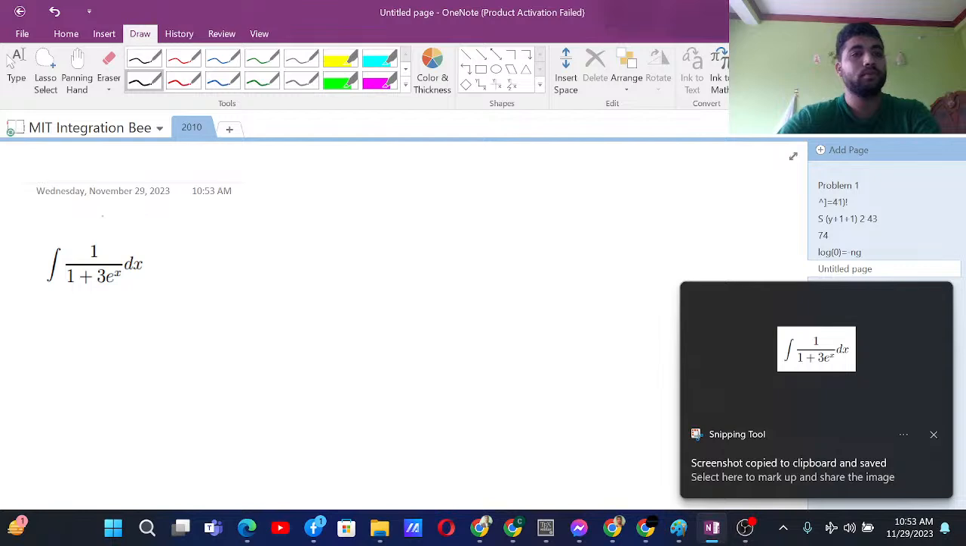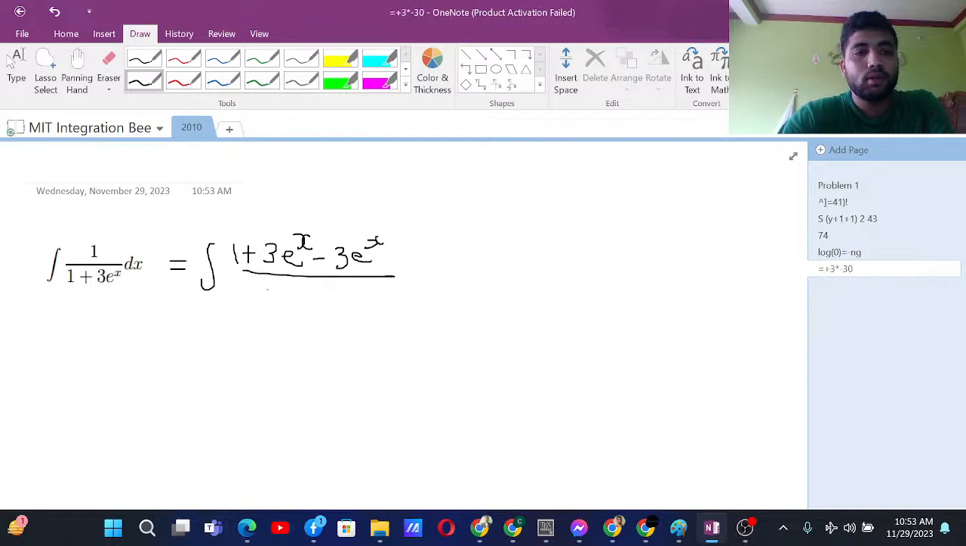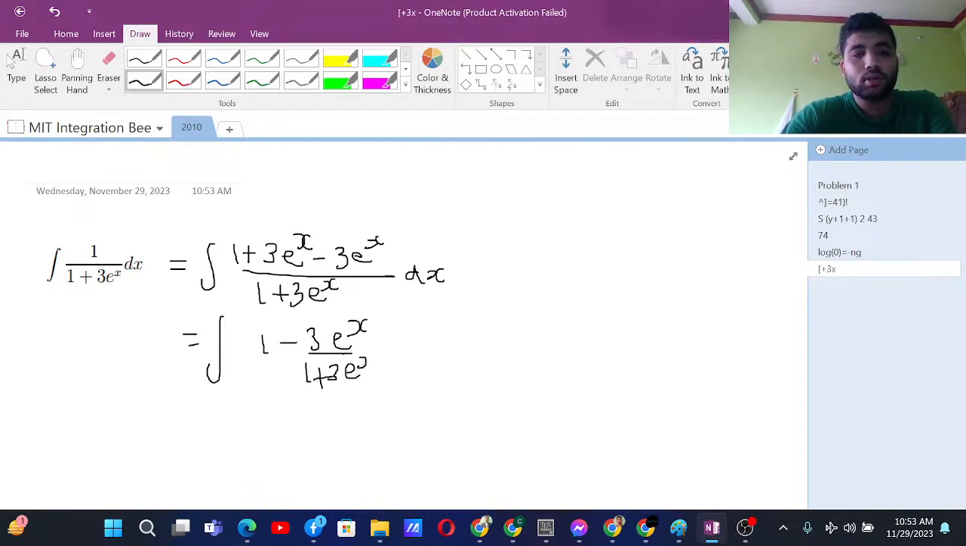Okay. So now this problem. This problem is not that hard, but we need to have some tricks or ideas, sort of things, that we have to add whatever is there in the denominator, 3 to the power 3 times e to the power x minus 3 times e to the power x by 1 plus 3 times e to the power x dx. Now when it's this, we just have 1 minus 3 times e to the power x by 1 plus 3 times e to the power x dx.